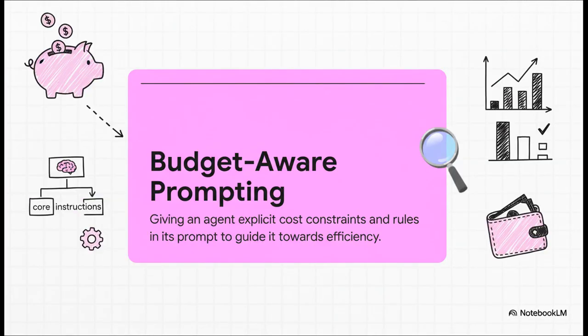Okay, now for a strategy that is, honestly, super cool. This is where we make the agent itself cost-aware. It's called budget-aware agent prompting. You're not just controlling the agent from the outside anymore. You're building a sense of thriftiness right into its core programming.